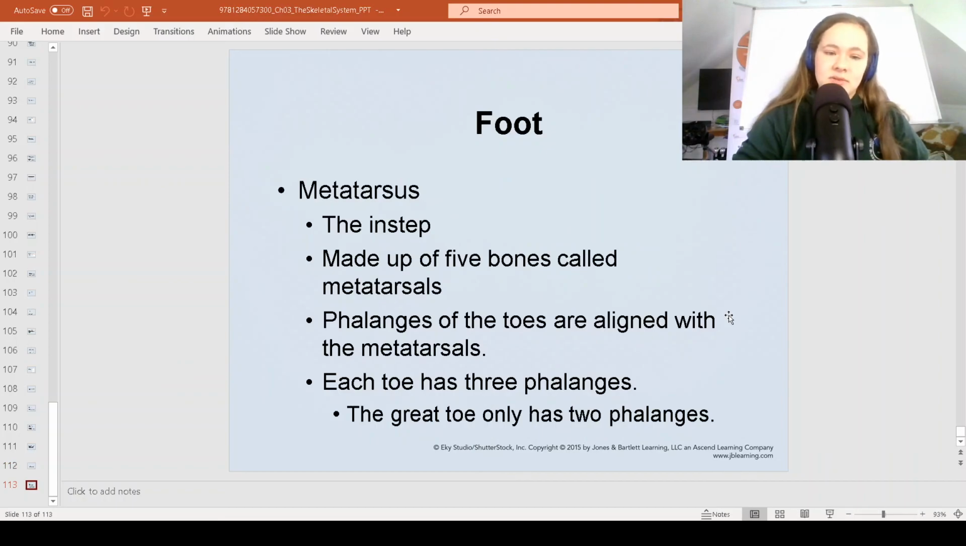The metatarsals, the instep, are made of 5 bones called the metatarsals. The phalanges of the toes are aligned with the metatarsals. Each toe has 3 phalanges. The great toe only has 2 phalanges. We've seen a similar thing of evolution with our hand. Kind of surprising, the same thing, that we walked on hands and feet. So, yeah, that's basically it.